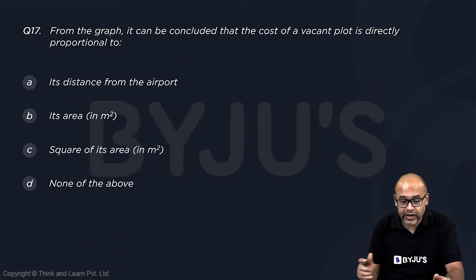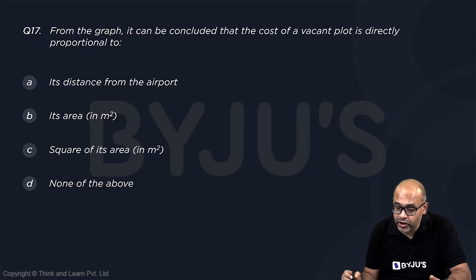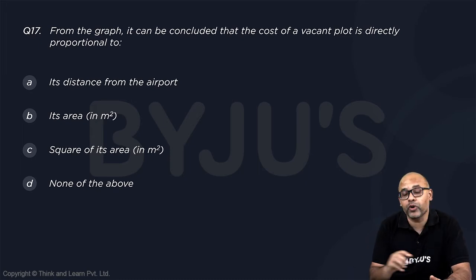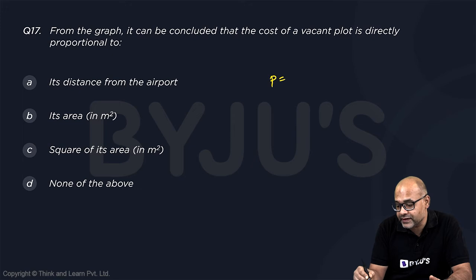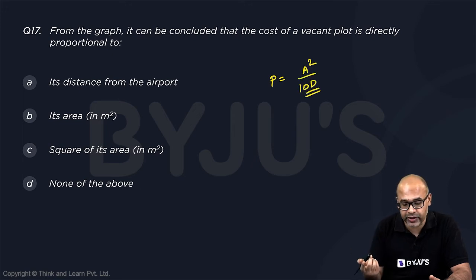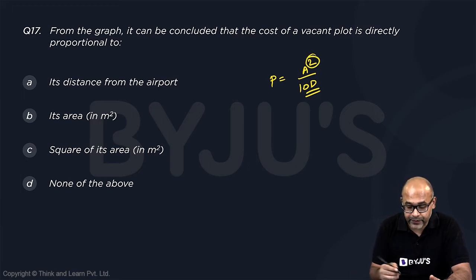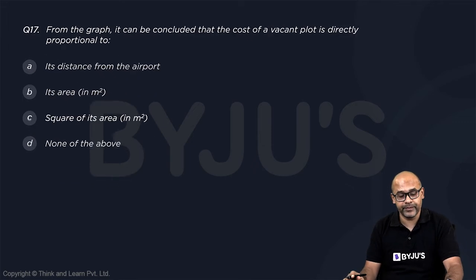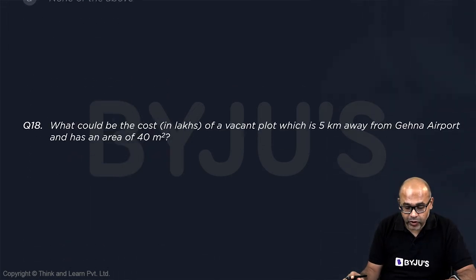Now the first question. From the graph, it can be concluded that the cost of a vacant plot is directly proportional to its distance from the airport. No. So what is the formula? Price is a square by 10d. So with respect to distance, it is inversely proportional. So not directly. What about its area? It's not directly proportional to area. It is directly proportional to area square. Square of its area is the correct answer. So the answer is option C. Right? Let's move on to the next one.